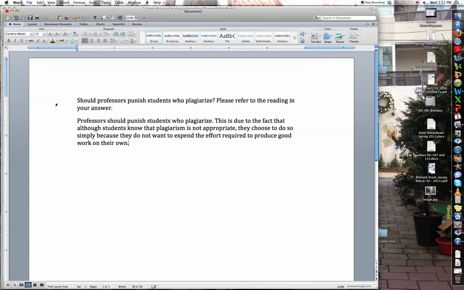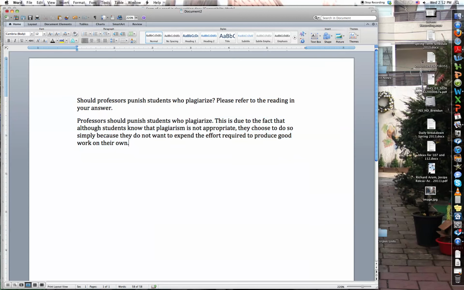Let's come back to our example right here. Should professors punish students who plagiarize? Please refer to the reading in the answer. Well, we answered the question. Here it is. Professors should punish the students. Yes. Here's our reason. This is due to the fact that students know that plagiarism is not appropriate, but they choose to do so anyway.